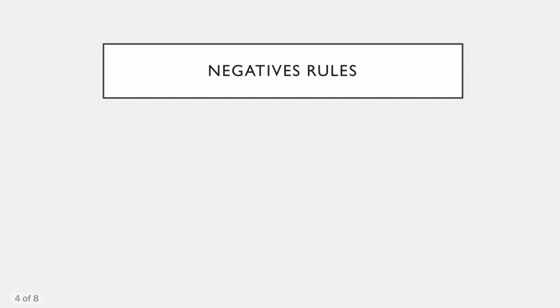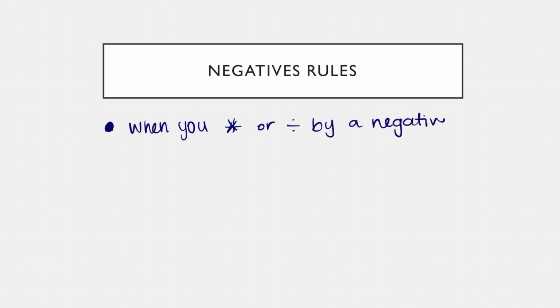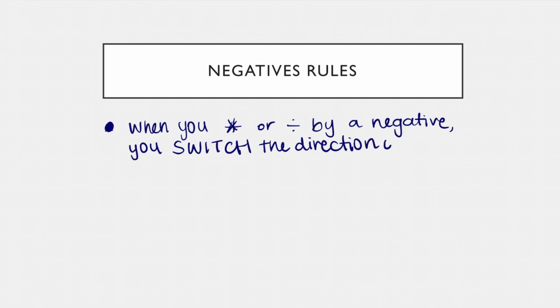So with the negative rules, when you multiply, I'll make that bullet point. When you multiply or divide by a negative, you switch the direction of the inequality. But if you add or subtract, it doesn't affect it. So that's the really big thing about the negatives.